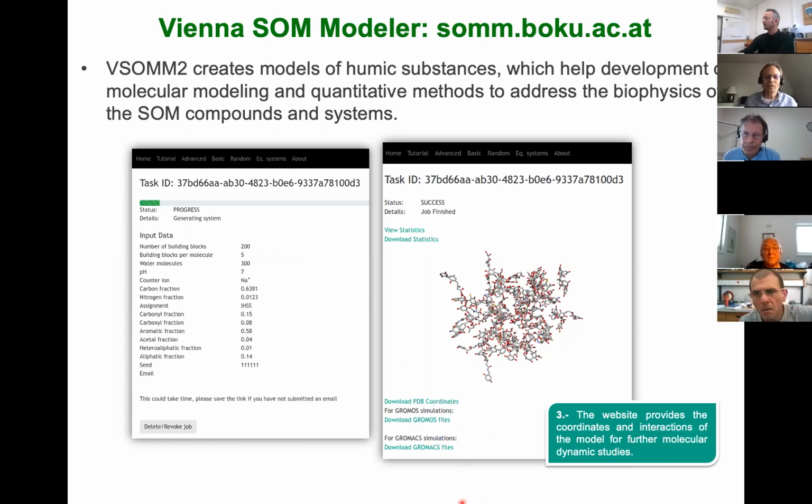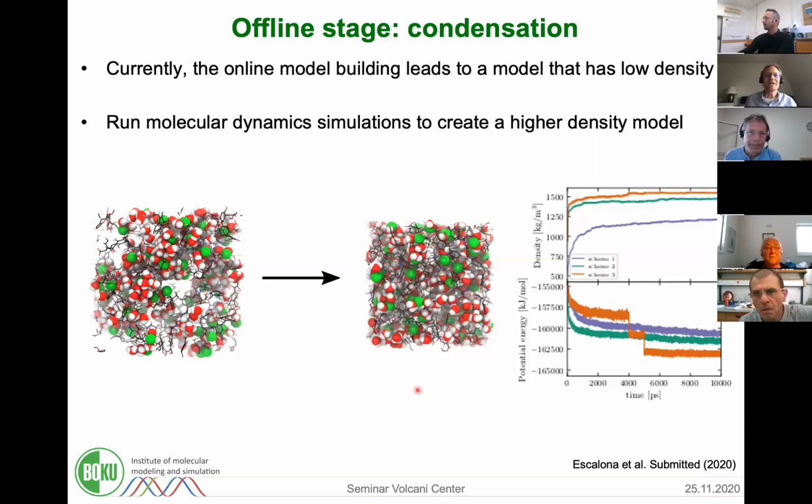In the next step, in the offline step, we need to condense this system. This first initial model is still a very low density model. It starts at a density of about, I think, 900 kilograms per cubic meter. That's not realistic. There should probably not always be huge vacuum bubbles in it. Maybe there are. You can create your models at the density that you like, but typically you would want to create a more dense model.